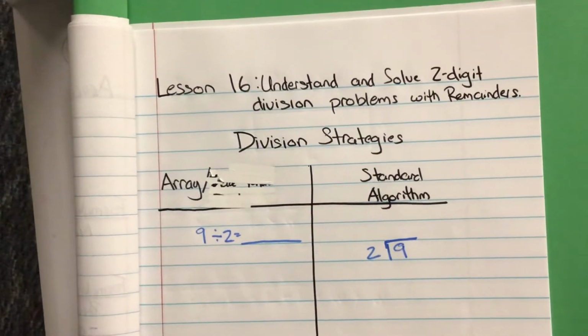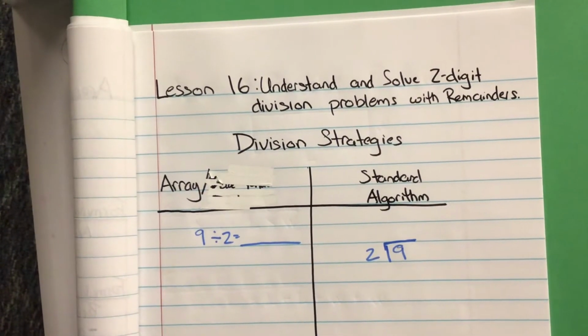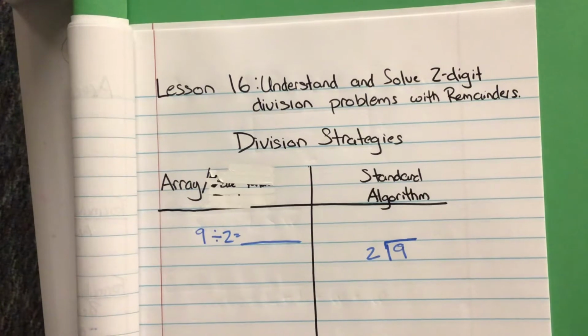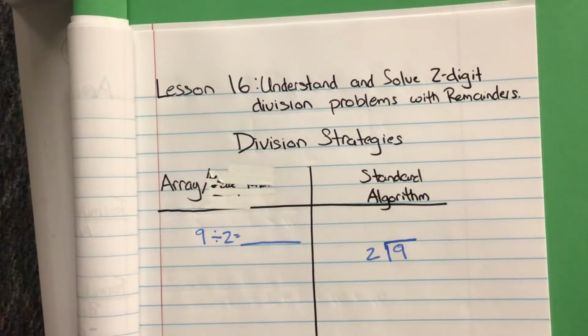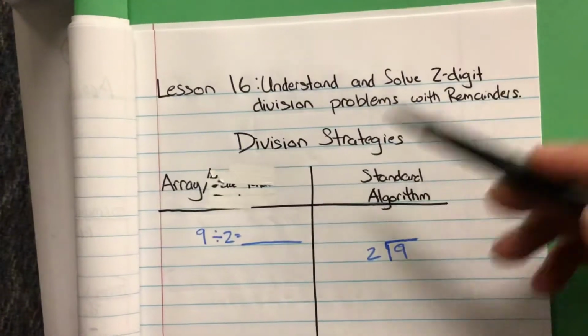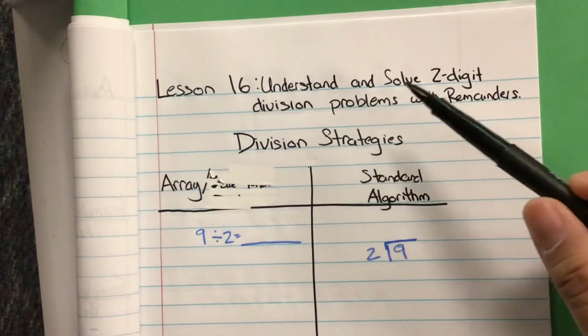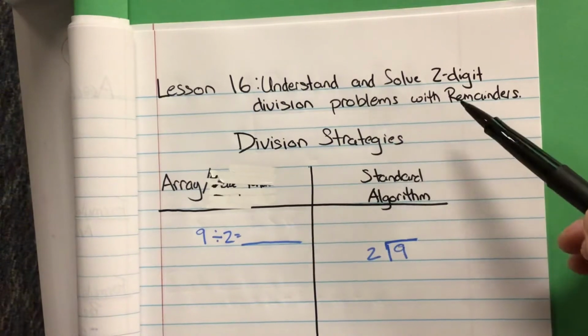Okay, so today we are looking at lesson 16, and in our previous lesson we were looking at dividing one-digit numbers and having a remainder. But now we're looking at understanding and solving two-digit problems with remainders.